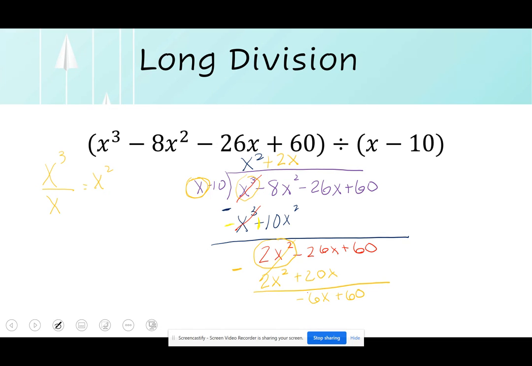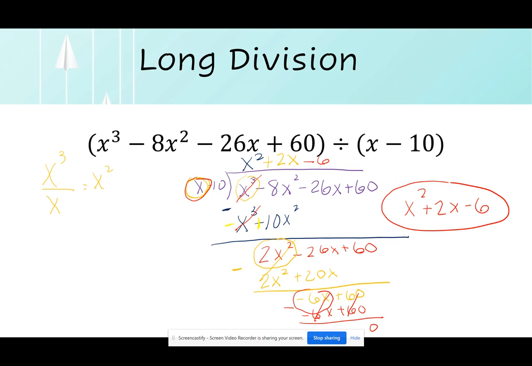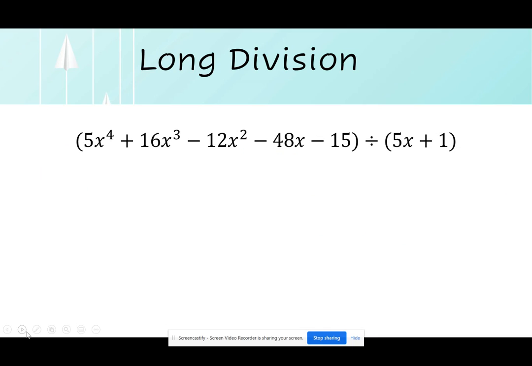Lastly now, we have negative 6x divided by this x gives us negative 6. And multiply this out, we get negative 6x. Negative 6 times negative 10 is positive 60. And now when we subtract, this all goes away. We have a remainder of 0. So our answer to this division problem is x squared plus 2x minus 6 with no remainder. So that's a lot of steps, but we are following those same steps every single time.